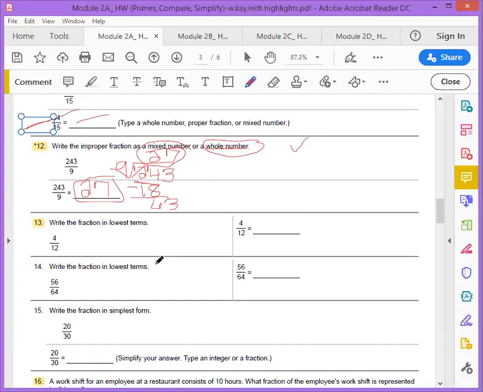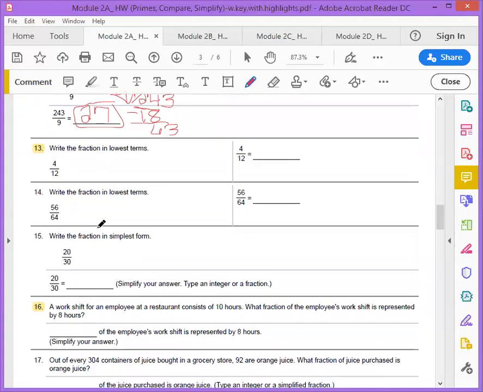Now let's look at number 13. Write this fraction in lowest terms. 4 divided by 12. To write this fraction in lowest terms, we have to find what's called the greatest common factor, the GCF. We want to find the biggest number that can be divided evenly into 4 and 12. We know that 2 can go into both of these numbers because they're both even, but there's a larger number that we can divide into both of them, and that is 4.